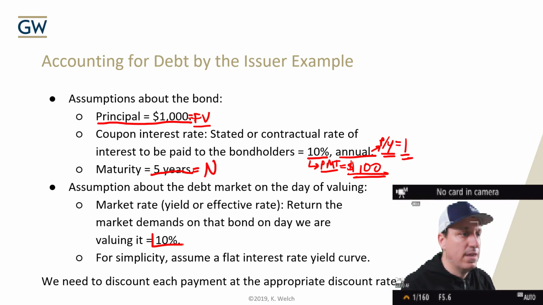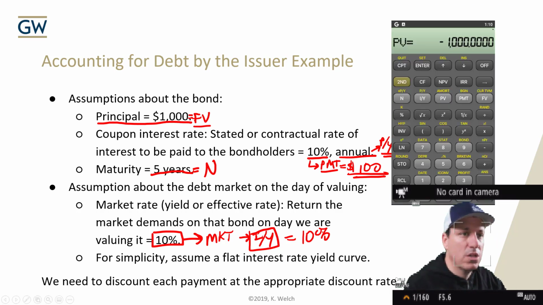And then finally, we have this right here. This is the market rate of interest, all right? And the market rate of interest is what we're going to put into the interest rate per year, all right? So the interest rate per year is going to equal I over Y equals 10%.